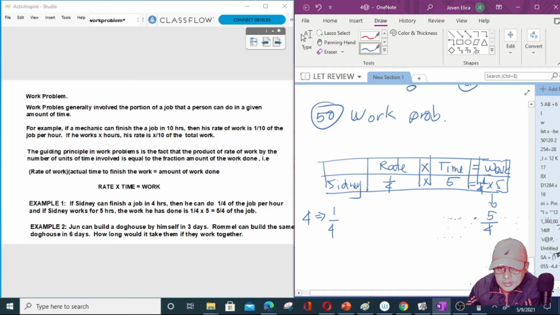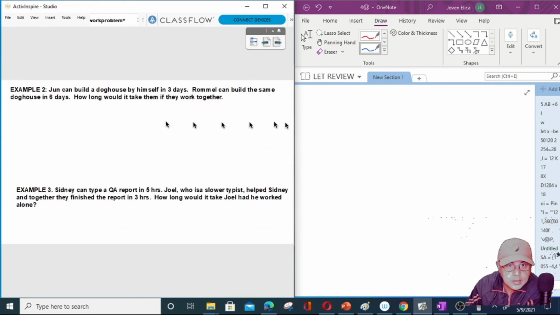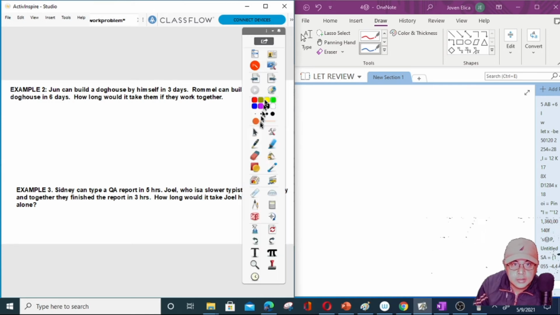So let us answer example number 2. June can build a doghouse by himself in 3 days. Romel can build the same doghouse in 6 days. How long would it take them if they work together? So it involves 2 persons here.